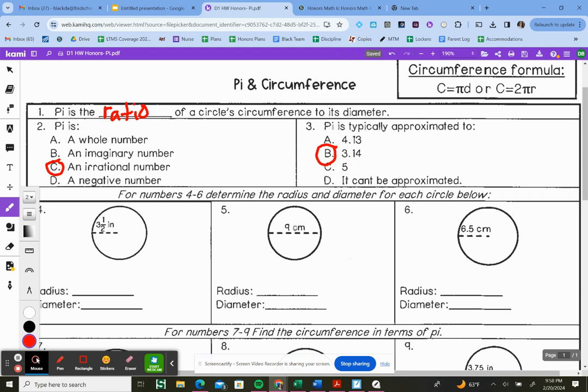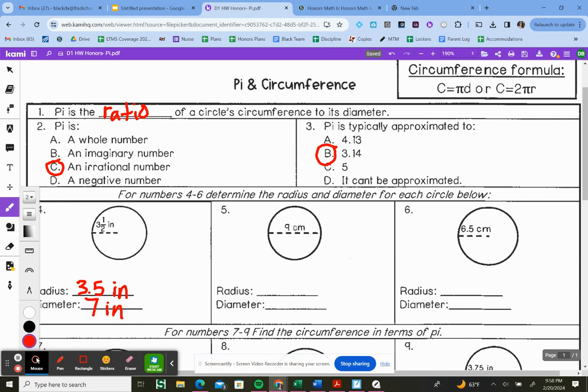All right, you guys learned yesterday that the radius of a circle is halfway across, so from the middle of the circle to one of the edges. So you can see from this picture, the radius is 3.5 inches. The diameter would be double that, so it's all the way across the circle. So 3.5 times 2, that would be 7 inches.